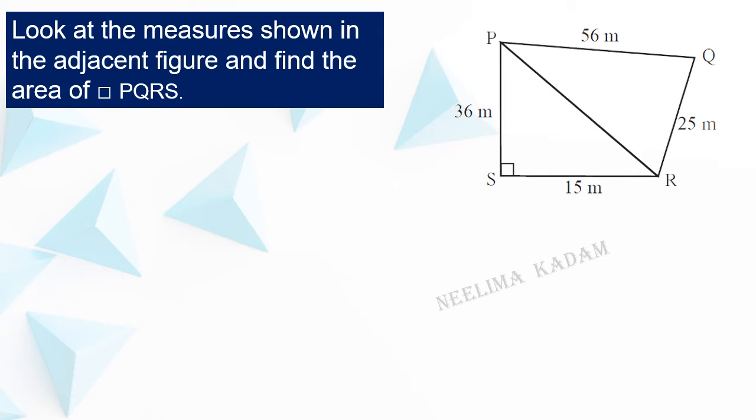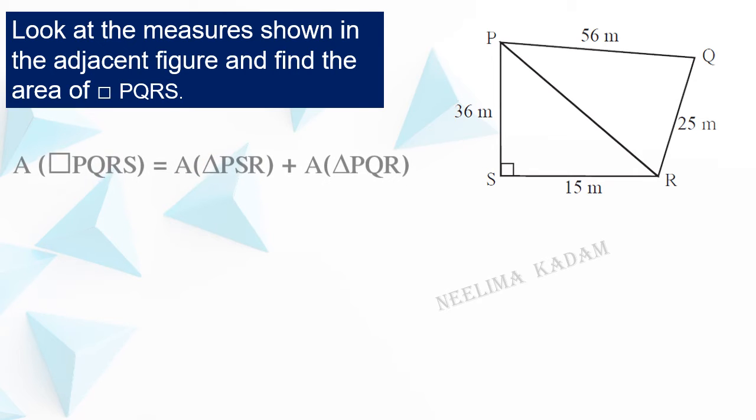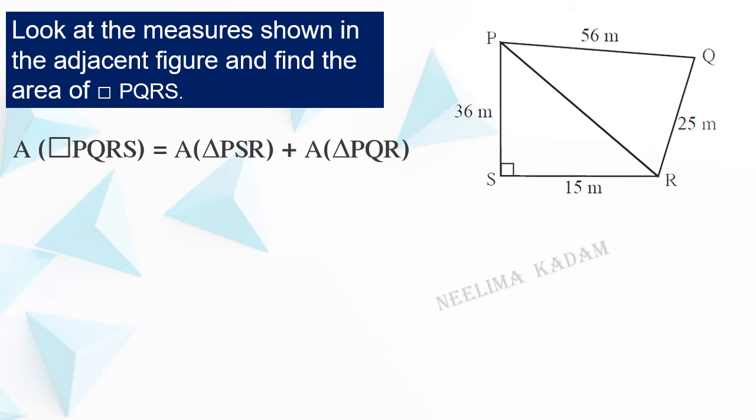Look at the measures shown in the adjacent figure and find the area of quadrilateral PQRS. First of all, observe the figure carefully. This is the quadrilateral PQRS. Right? Now, as you see in the figure, there are two triangles. So, area of this quadrilateral PQRS will be equal to area of triangle PSR plus area of triangle PQR.